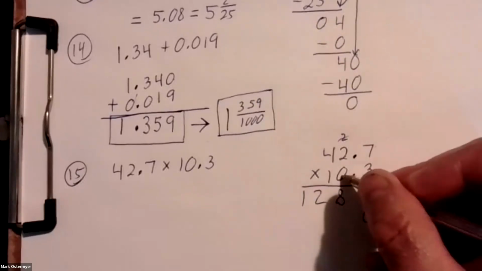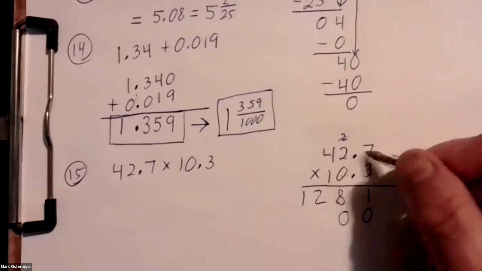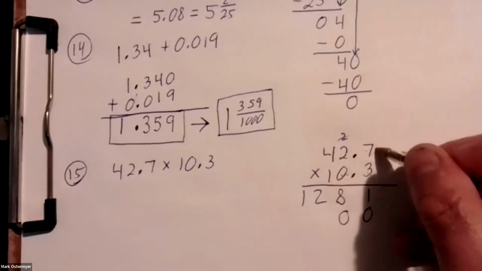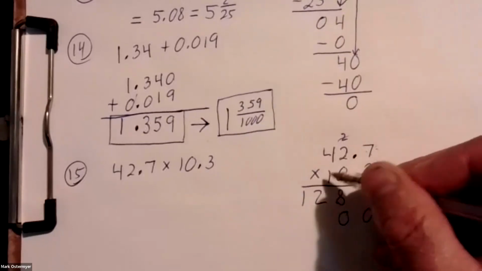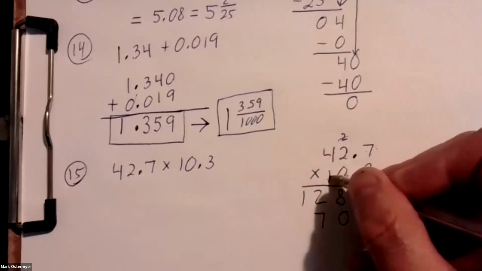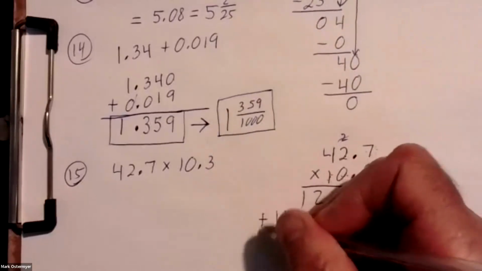Done with this 3. Move to the 0. 0 times 7 is 0. Instead of doing 0 times 7, 0 times 2, 0 times 4, and putting a whole line of zeros here, we just do it once. 0 times 7 is 0. We abandon the 0 and move to the 1. 1 times 7 is 7. 1 times 2 is 2. 1 times 4 is 4. Add.